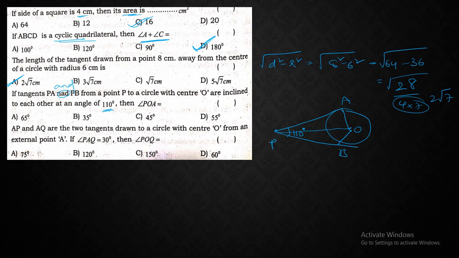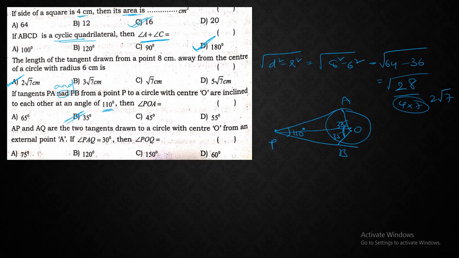So this is 110, obviously. Then what is this angle? It is 70. So this is exactly half, 35 and 35. So angle POA will be 35 degrees.